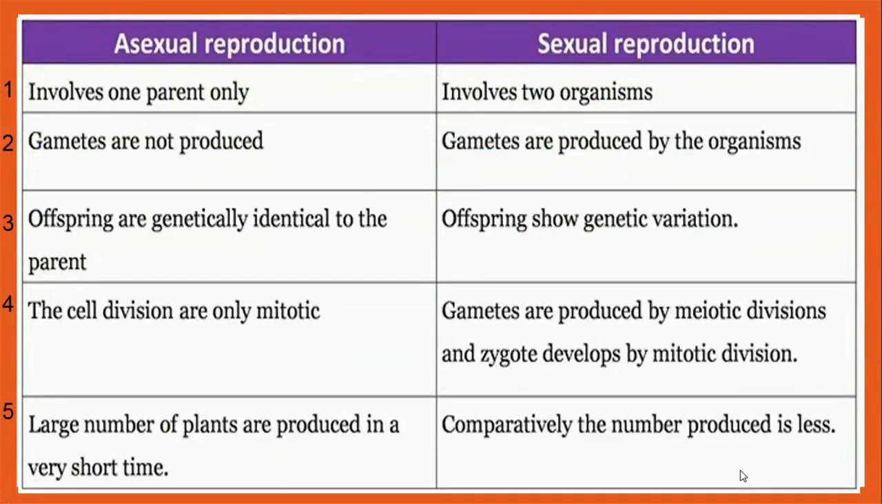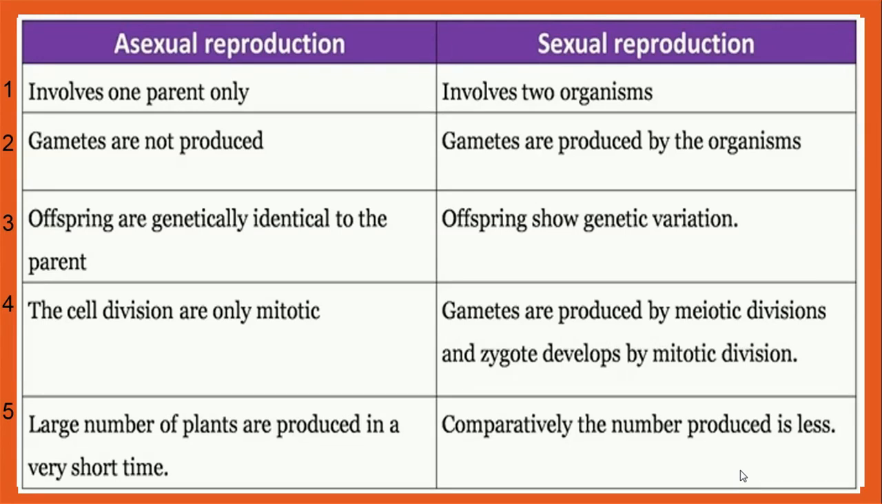So let's look at the differences between asexual and sexual reproduction. Number 1 here is that asexual reproduction involves one parent organism only, while sexual involves 2 organisms. Good. Now in asexual reproduction, there's nothing like gametes, so gametes are not produced, but in sexual reproduction, gametes are produced. Number 3 here, in asexual reproduction, offspring are genetically identical to the parent. If you remember, I said they are clones or the exact copy of the parent. But in sexual reproduction, offspring show genetic variation.